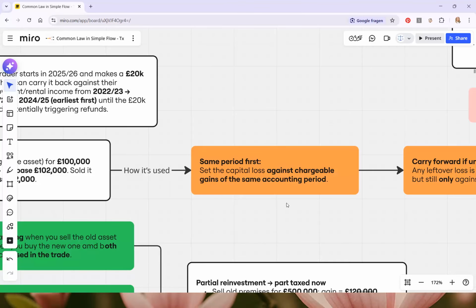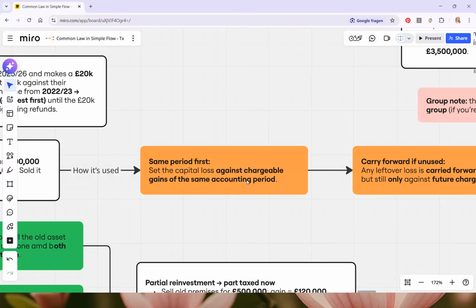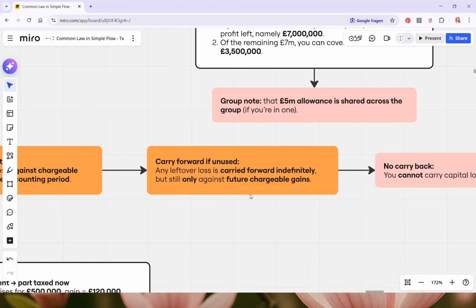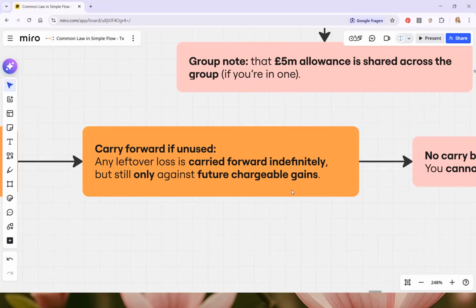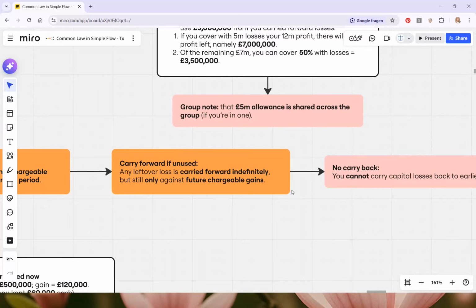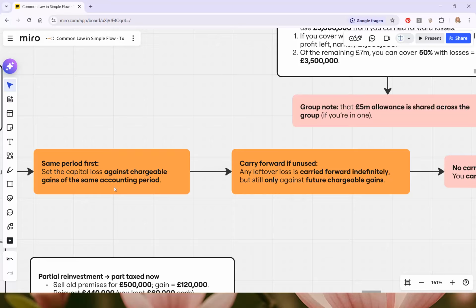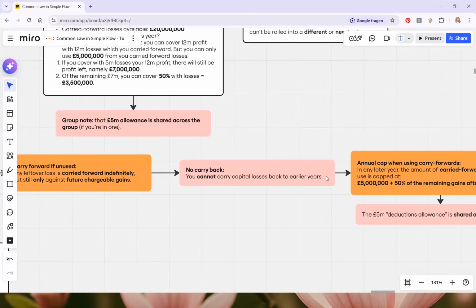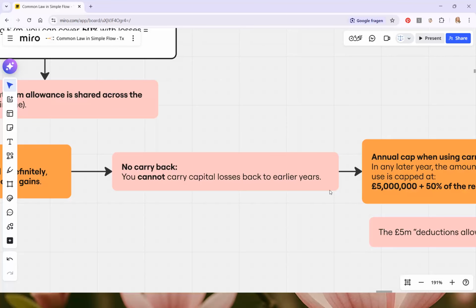So how is it used? Same period first. Set the capital loss against chargeable gains of the same accounting period. Second, carry forward if unused. Any leftover loss is carried forward indefinitely, but still only against future chargeable gains. So here we don't have a carryback. You cannot carry capital losses back to earlier years.